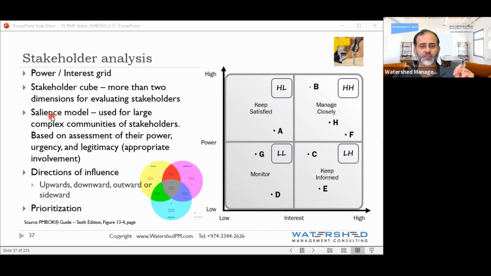Now, in a salience model, you see this diagram here, it uses more than 2. In this example, each circle is a parameter. So 3 parameters in this. So when you use 2 parameters, you get 4 groups, right? When you use 3 parameters, I think you get 7 or something like this. You get 7. Okay. In some projects, depending on your project, sometimes you have to use 3 parameters. Then you have 7 groups of stakeholders.